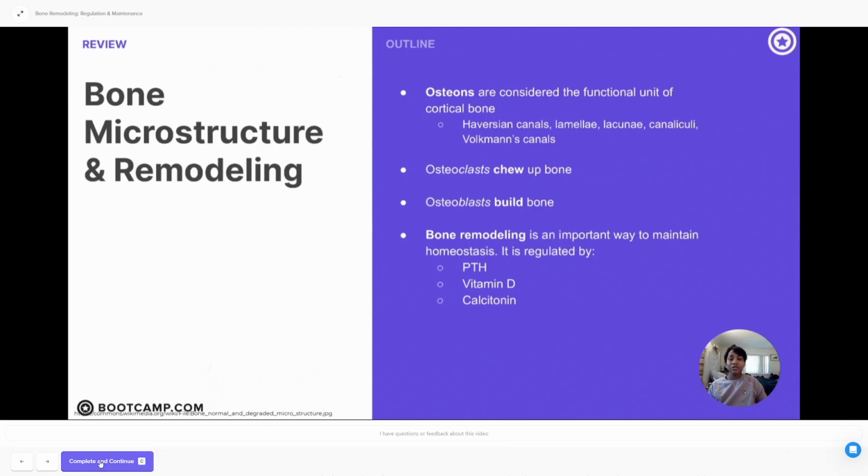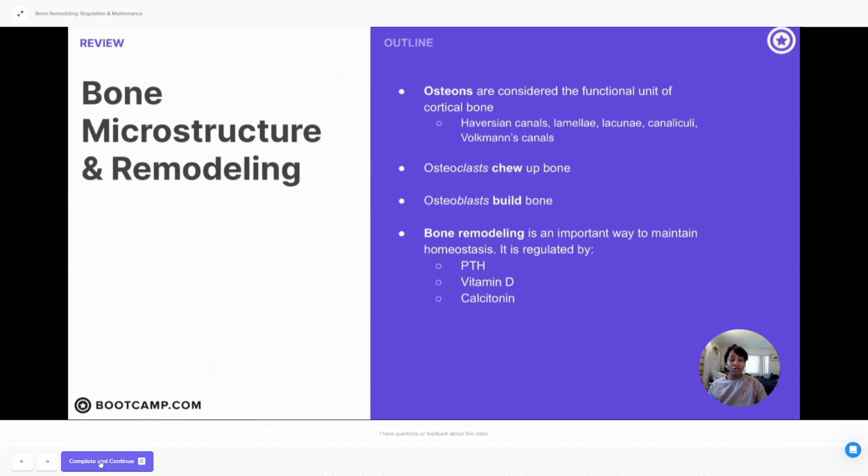Okay, so let's just summarize everything that we've talked about in this video into the key points that you should remember. So first, we've got the difference between cancellous and cortical bone. And cortical bone is going to have these little microstructures that'll be really important in helping us understand how bone is made. The functional unit of cortical bone is going to be an osteon, and the osteon is going to have a few structures within it, including that central canal that houses all the blood vessels and nerves, called the Haversian canal.